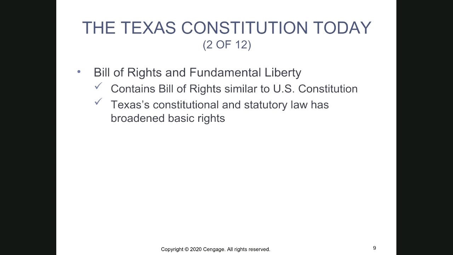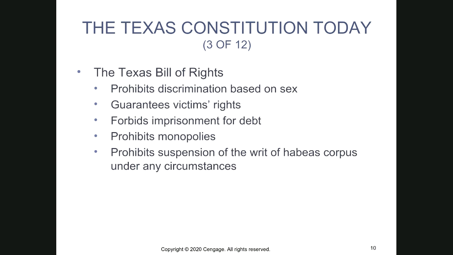Another reason is that we can also see some additional protections provided. So I've gone through and I've pulled out some of them for you. We've got prohibits discrimination based on sex. There's actually nothing that explicitly prohibits discrimination on the basis of sex in the United States Constitution. It has been read into the U.S. Constitution, but there's nothing that explicitly states it. The Texas Constitution is different. It explicitly prohibits discrimination on the basis of sex.